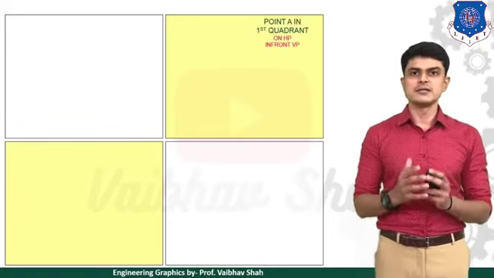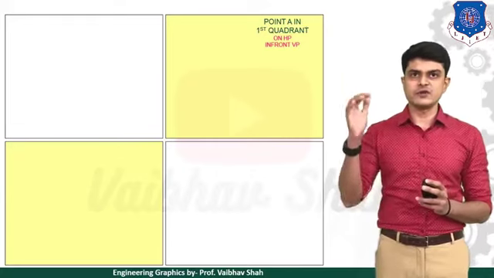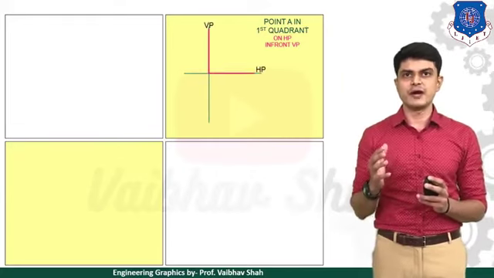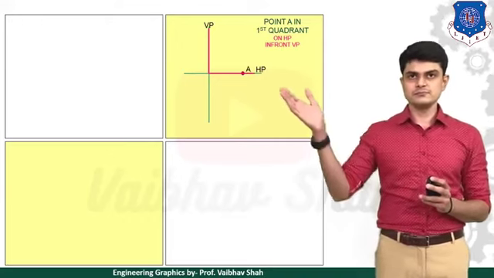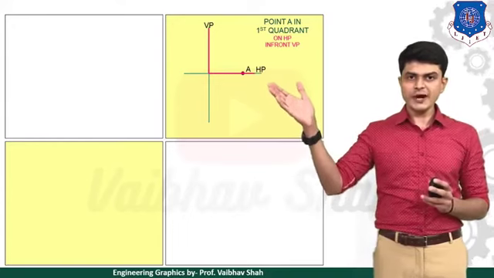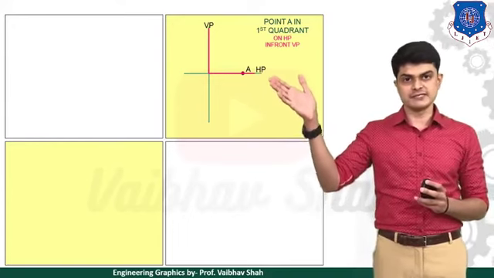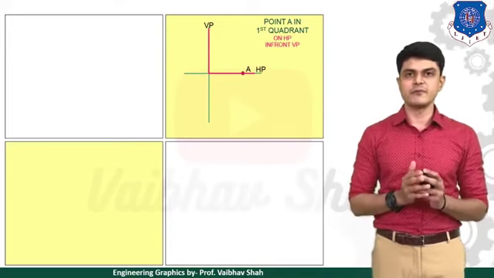Let us move ahead and see another four points for which we will be defining these conclusions. Now point A is in the first quadrant, but this time your point would be on HP and in front of VP. This is the location of our point A, which is now on HP itself, but in front of VP.